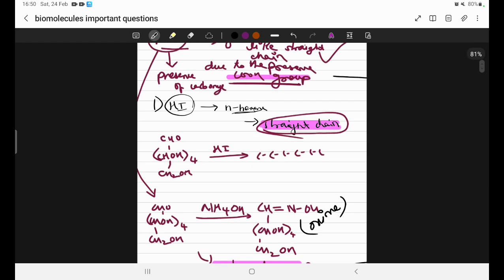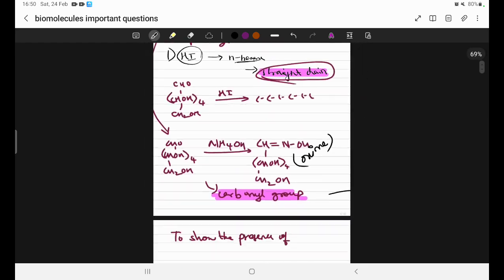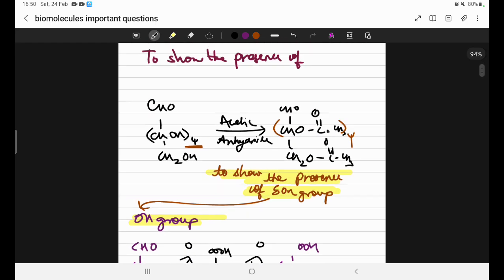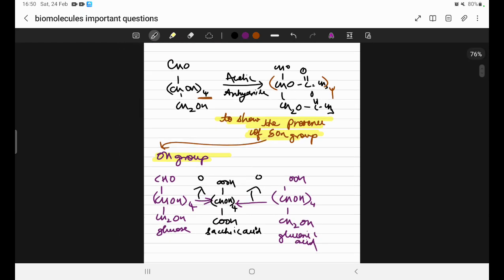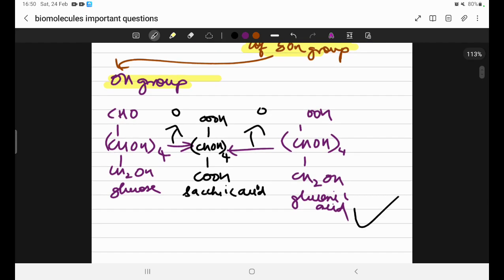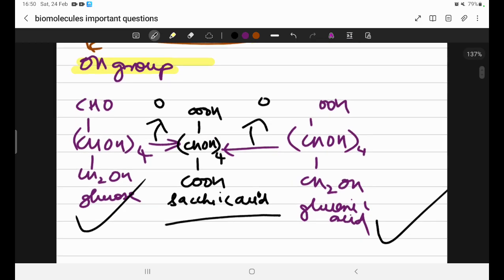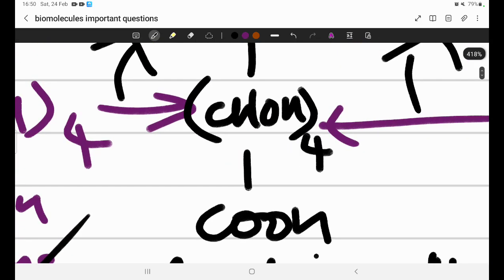Next we have HI. This is also very famous, and that is for N-hexane, to show the presence of straight chain. And next one is CHOH, acetic anhydride, to show the presence of 5 OH group. Now you showed the presence of 5 OH group. Next you should show is OH group present. For that you can either take glucose or gluconic acid and just oxidize it on both sides. You're going to get saccharic acid. So this is the way you need to remember.